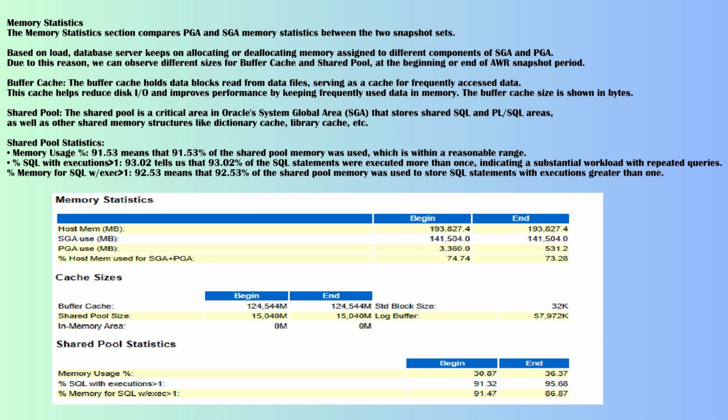Shared pool statistics. Memory usage %, 91.53, means that 91.53% of the shared pool memory was used, which is within a reasonable range. %SQL with executions > 1, 93.02, tells us that 93.02% of the SQL statements were executed more than once, indicating a substantial workload with repeated queries. Memory for SQL with exec > 1, 92.53, means that 92.53% of the shared pool memory was used to store SQL statements with executions greater than 1.